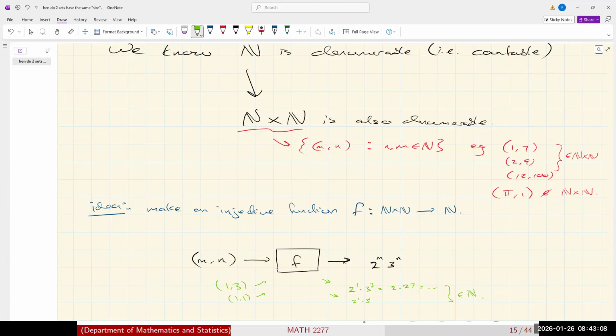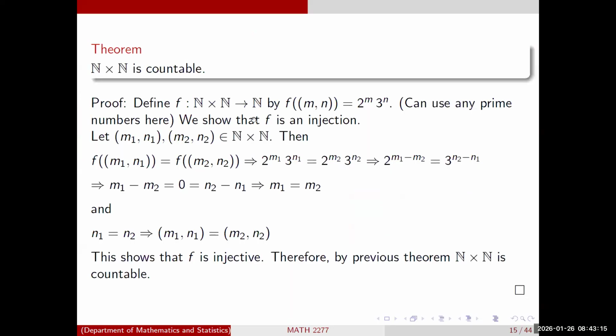Now I need to prove that this function really is injective. So let's see, why is this function injective? We're going to define a function f from N cross N into N by f of (m, n) equals 2 to the m, 3 to the n. I put over here that we could use any prime numbers. I'll explain after why we could use any prime numbers, and why we take 2 and 3. So we show that f is injective.